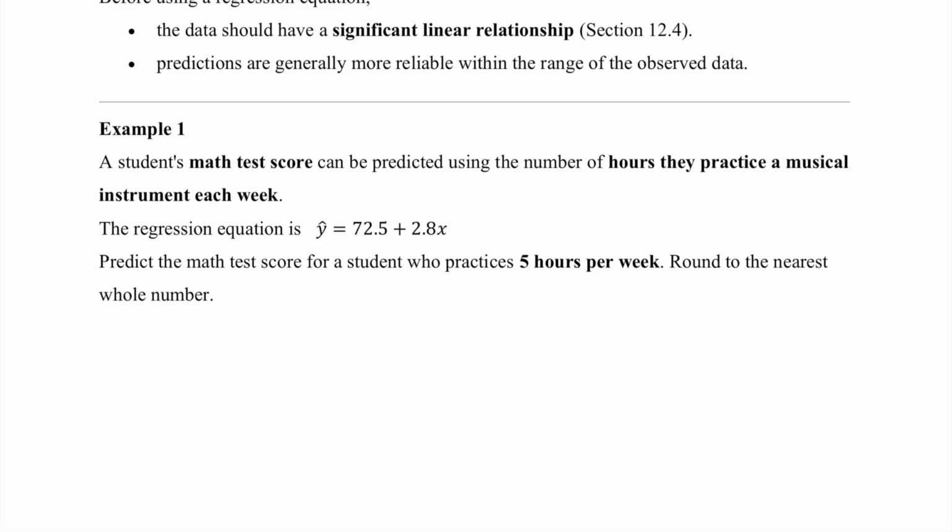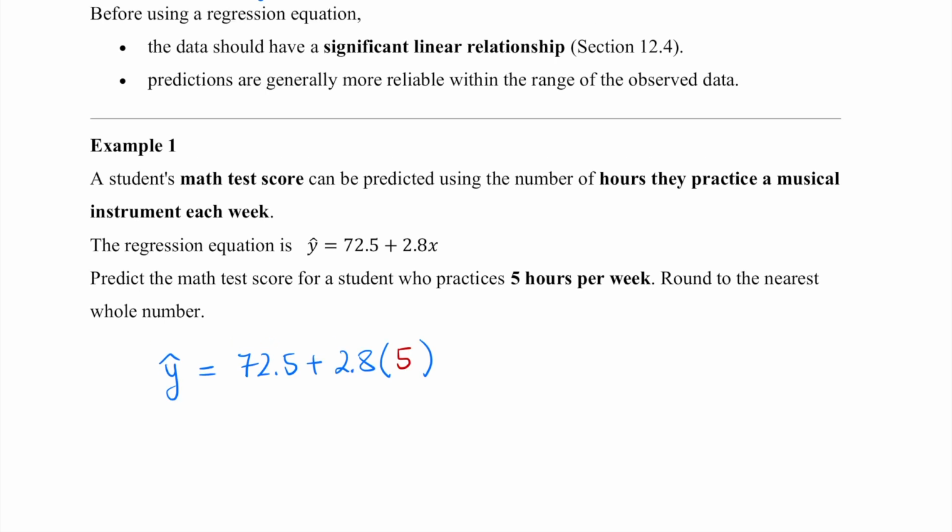The question is, predict the math test score for a student who practices 5 hours per week. So basically, they're telling us that if x is 5, what is y hat? So we replace x with 5. So we have y hat equals 72.5 plus 2.8 times 5.